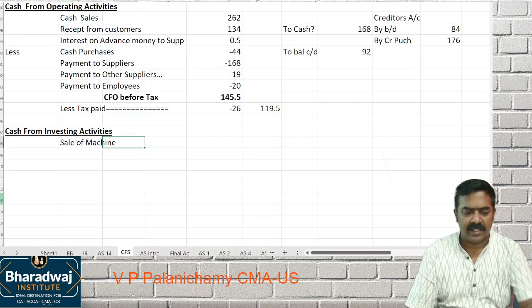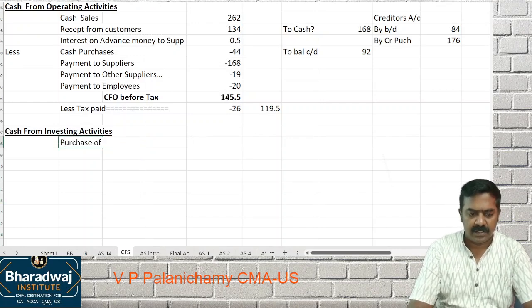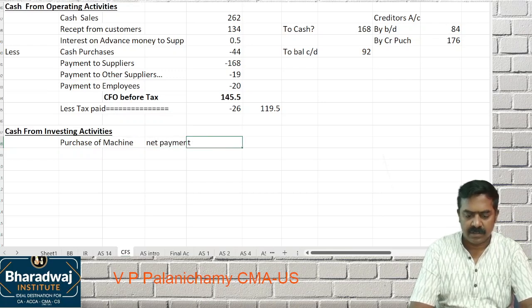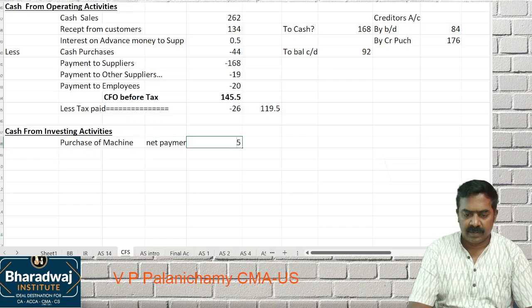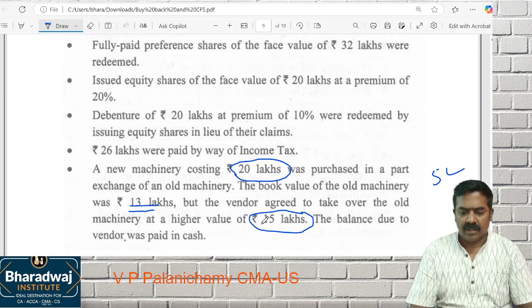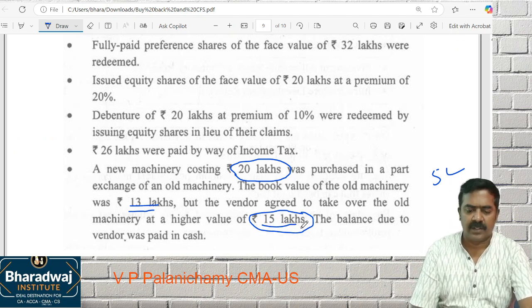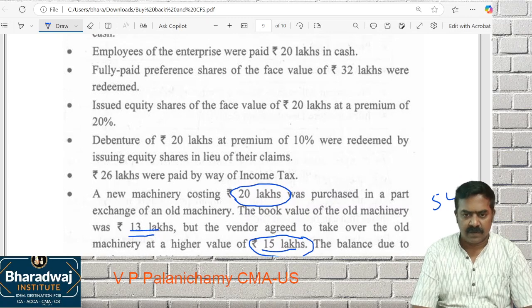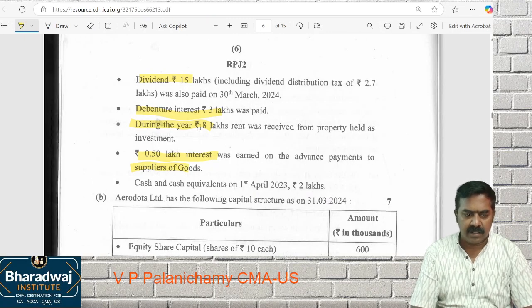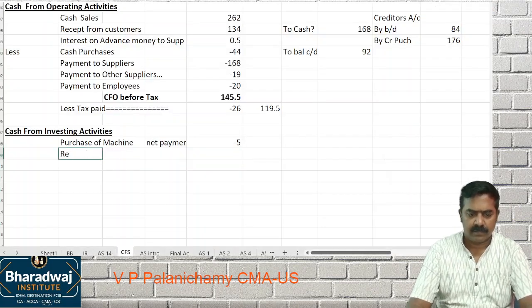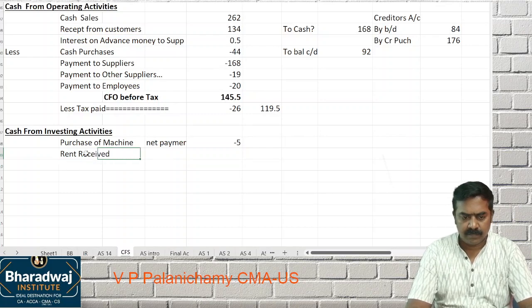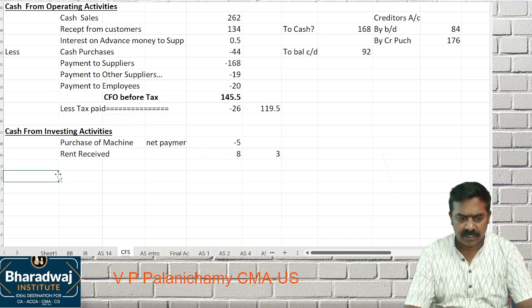So we are not selling the machine, we are exchanging the machine. So purchase of machine, net payment done. How much? 5 lakhs outflow. No sale of machine will come. Why? Are you getting 15 lakhs? No, we are exchanging for a new machine. Net 5 lakhs will come. Then what else will come? Yes, that additional adjustment: rent received. Rent received how much? 8 lakhs will come. Net how much? 3, positive. Next, which activity?